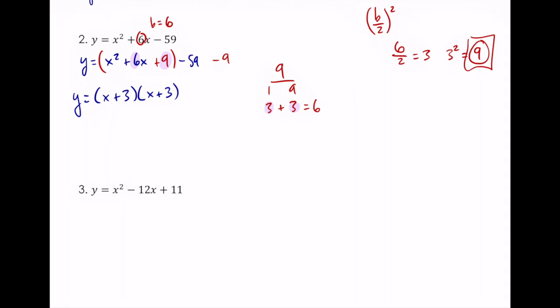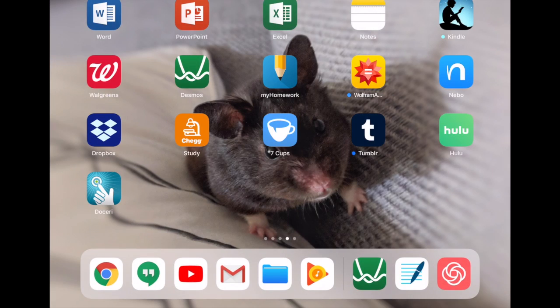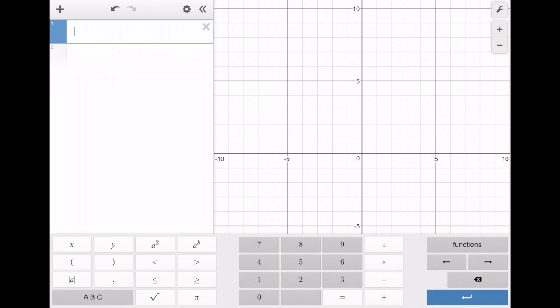Okay. Now we want to do this subtraction at the end. Negative 59 minus 9. So we can use our calculator for that. Negative 59 minus 9, that gets us negative 68.